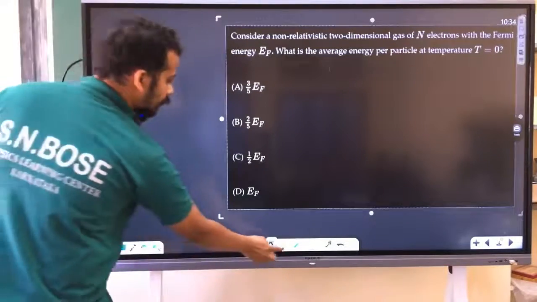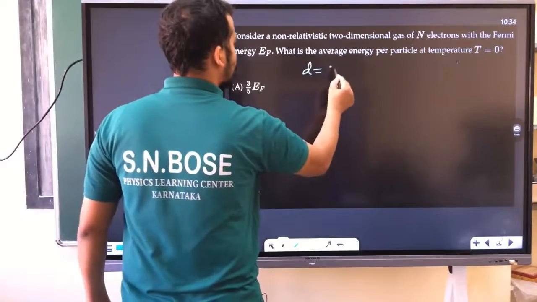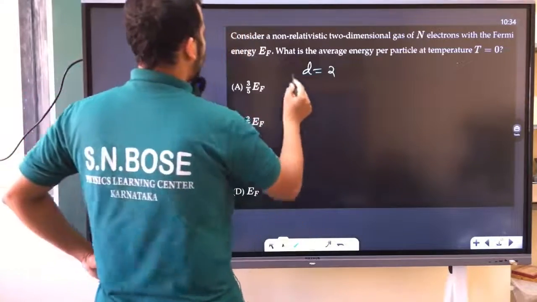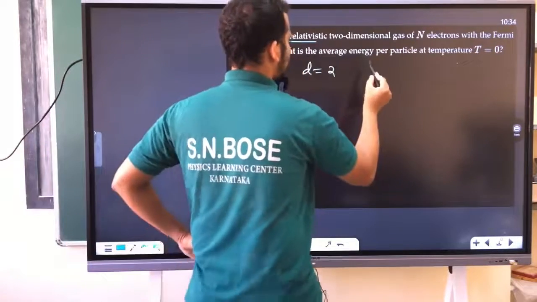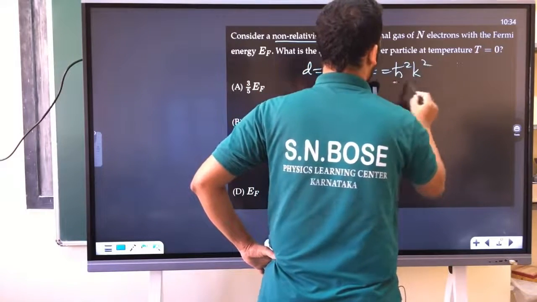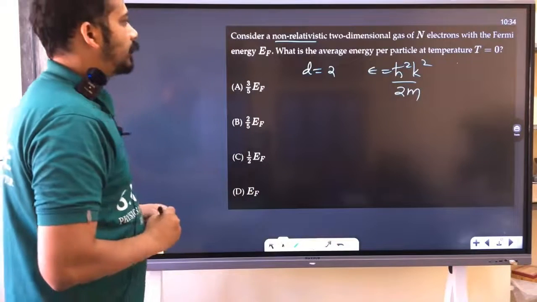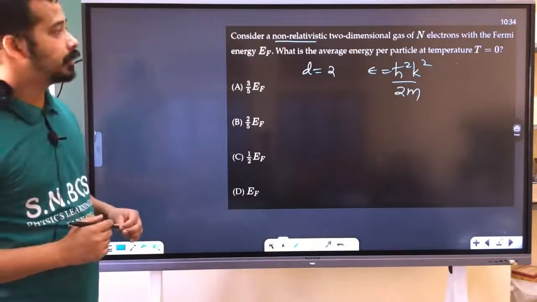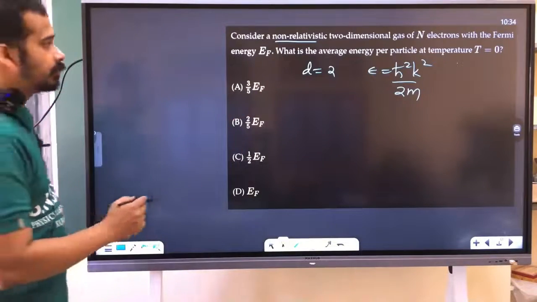Consider a non-relativistic two-dimensional gas, D is equal to 2, of N electrons with Fermi energy EF. Two-dimensional gas, non-relativistic. That's why E is equal to h bar square k square by 2m. I'll take it like this. What is the average energy per particle at T equal to 0 degree Kelvin? That means what you have to do?